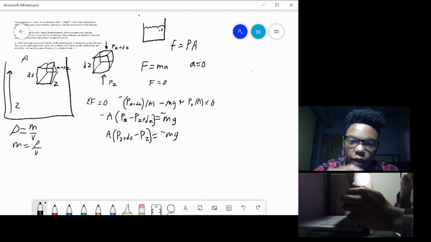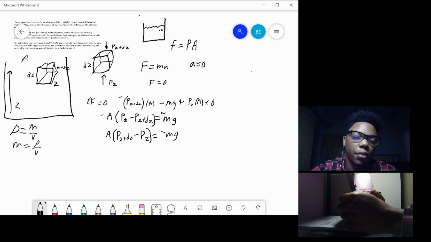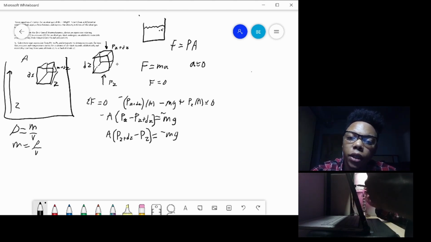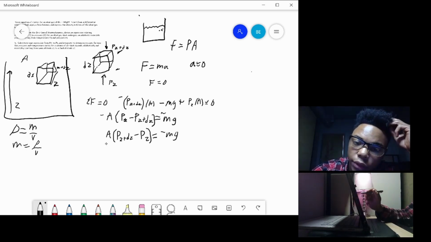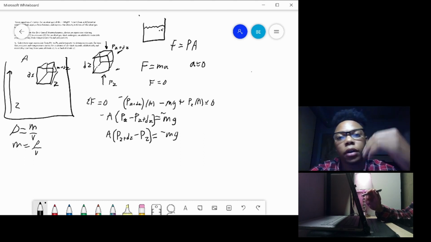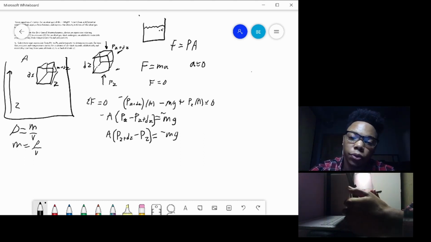Alright, since we know that density equals mass over volume, the mass will equal density times volume. The volume is just the amount of area from this point right here to this point right here. So what we can do is divide by our cross-sectional area from the top to the bottom to give us the volume of how much liquid we're actually working with.